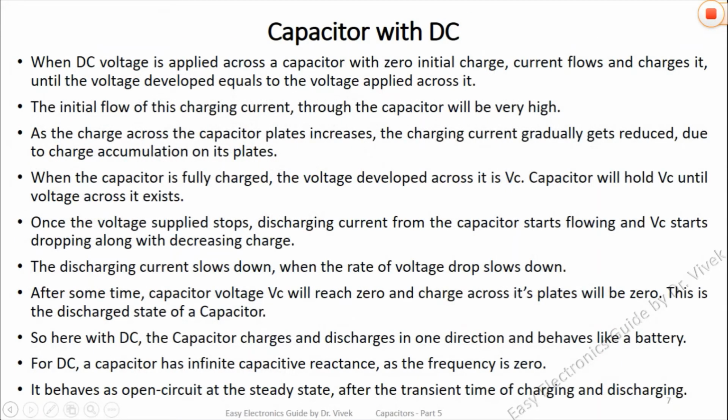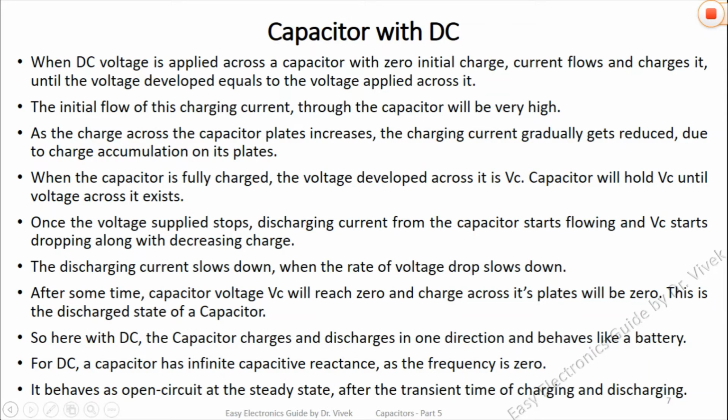When a DC voltage is applied across a capacitor with zero initial charge, current flows and charges it until the voltage developed equals the voltage applied across it. The initial flow of this charging current through the capacitor will be very high. As the charge across the capacitor plates increases, the charging current gradually reduces due to the charge accumulation on its plates. When the capacitor is fully charged, the voltage developed across it is Vc.